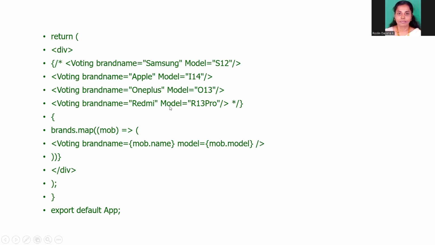Here we have seen what useState is. It is used for setting the state in a function, and we have seen examples also. Thank you.